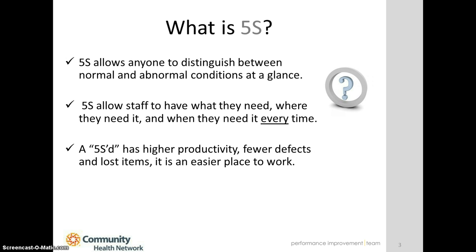So what is 5S, and why should 5S be used? 5S allows for an individual to distinguish between normal and abnormal conditions at a glance. It allows for staff members to have what they need, where they need it, and when they need it every time. You'd commonly see in 5S areas an increase in productivity and a decrease in defects and lost items. Overall, it simplifies the workplace and makes it easier to use.